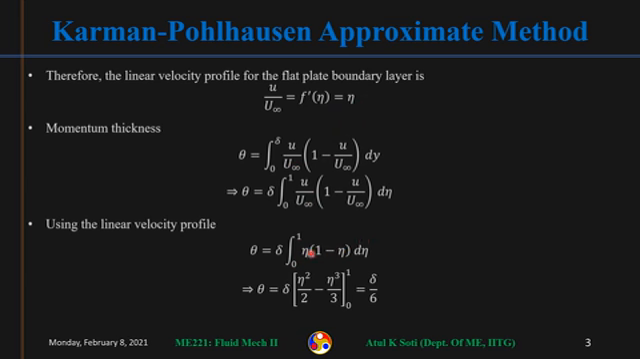So this is eta; the integral will be half eta square minus eta cube by 3. So when you integrate, finally you get theta is equal to delta by 6. So we have the momentum thickness. Momentum thickness is simply delta by 6. Okay.